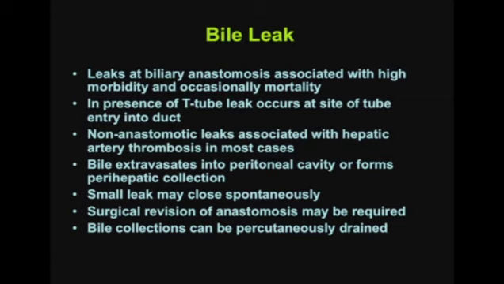Leaks at the biliary anastomosis are associated with very high morbidity and occasionally mortality. When there is a T-tube in place, the leak occurs at the site of T-tube entry into the duct. Non-anastomotic leaks are associated with hepatic artery thrombosis in most cases. The bile can extravasate into the peritoneal cavity, or it may form a perihepatic collection. A small leak may close spontaneously. However, in other cases, surgical revision of the anastomosis may be required, and bile collections can be drained percutaneously.